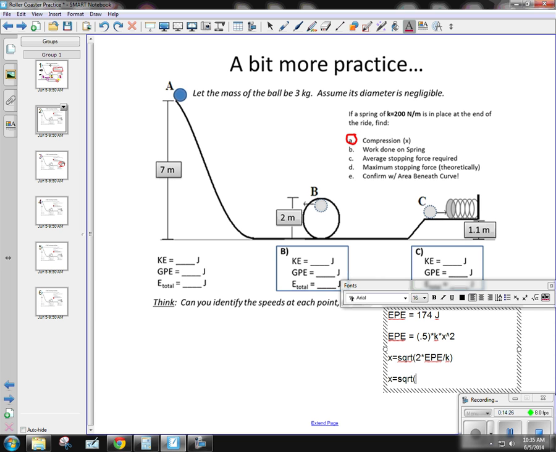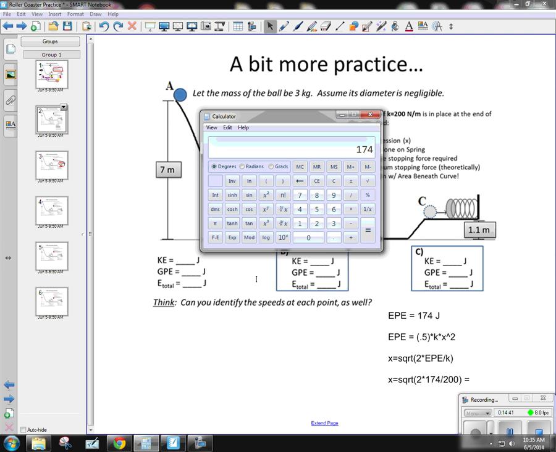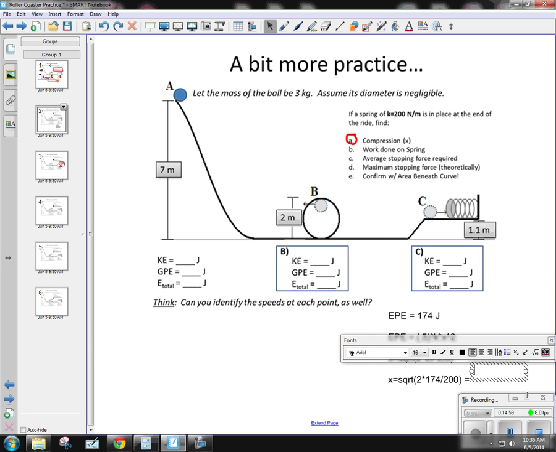So x equals the square root of 2 times 174 joules divided by, it's 200 newtons per meter, if you remember, was the k constant. What does that turn into? 2 times 174 divided by the elastic constant. Not a big number, right? 1.74. Is that the final answer? Absolutely not. Square root that sucker. 1.319, so let's say about 1.32 meters.